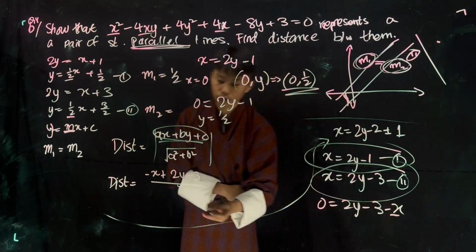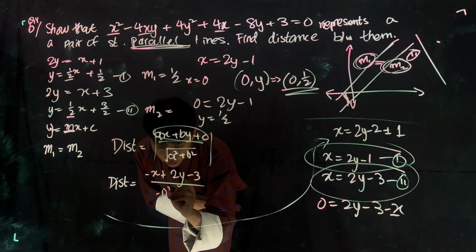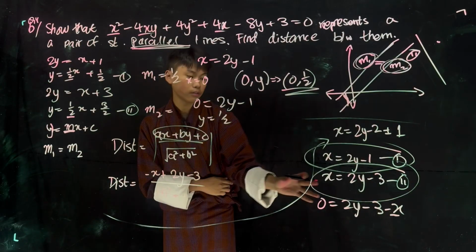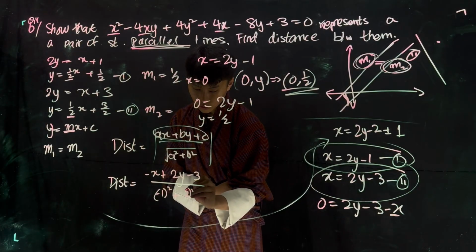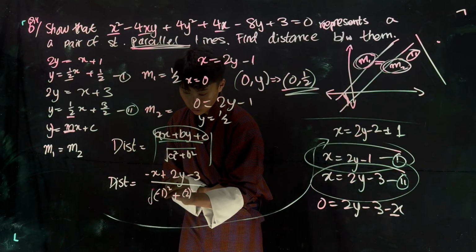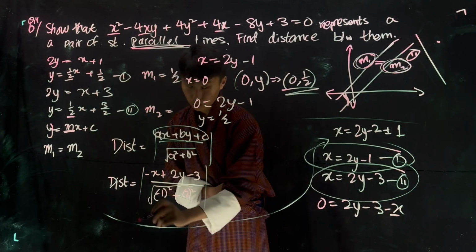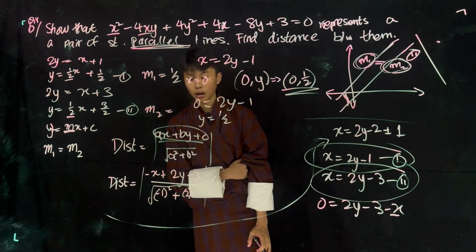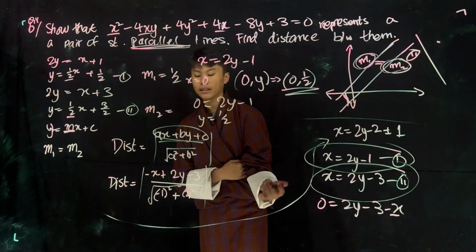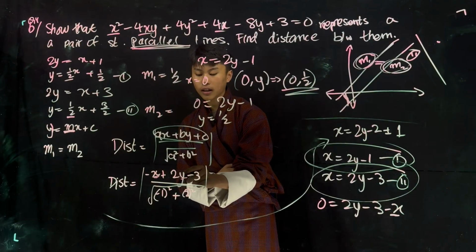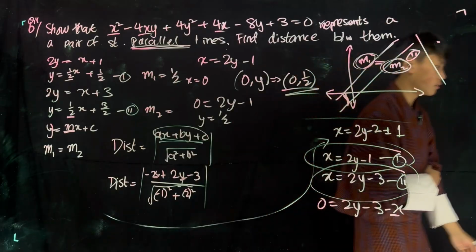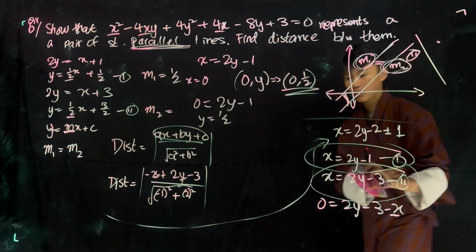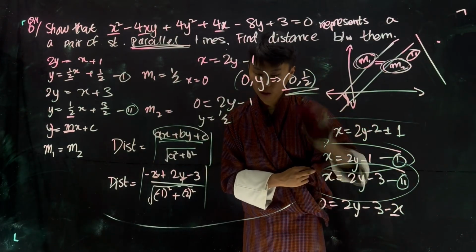The value of a is negative 1. So negative 1 squared plus, what is the value of b here? The value of b is 2. So 2 squared, whole root, and then don't forget the modulus. Now what you have to do next is substitute the value of x and y with the coordinates of the point on the first line. Okay, now let's do that.